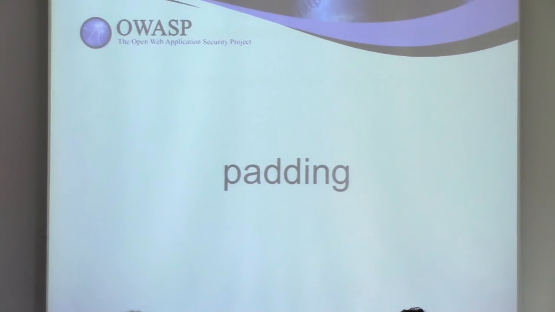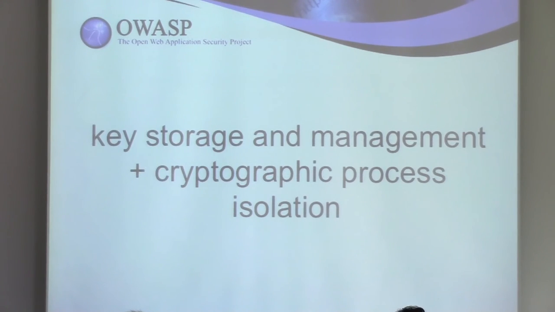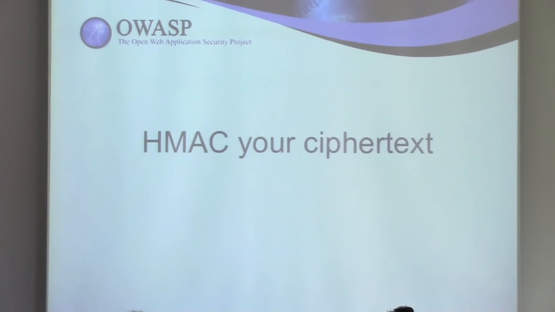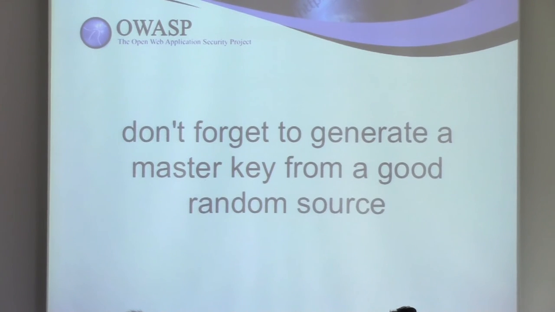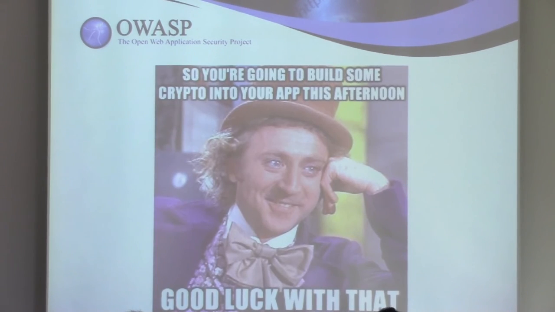Get your padding right. You probably want to do key storage and management right and isolate the crypto to a separate process that mostly gives you confidentiality. You get an HMAC on your ciphertext for integrity, and derive integrity and confidentiality keys from the same master key with labeling. Don't forget to generate a good master key from a good random source, and good luck with that. You're not going to get it right for the most part. Some of the best teams in the world using modern languages trying to get crypto right, they mess it up. So don't try to do it.